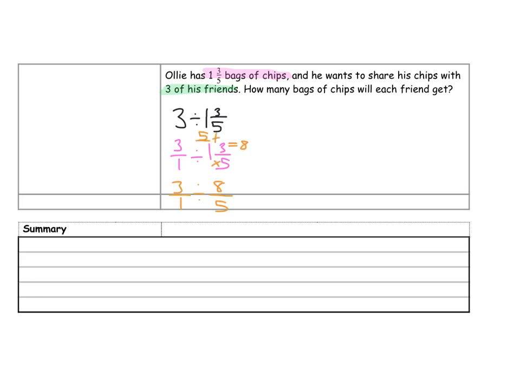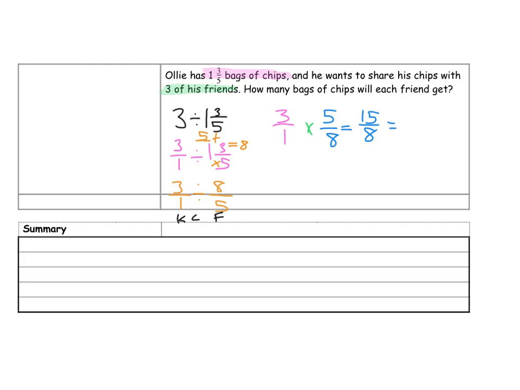All right, so I did my math in orange. I got 3/1 divided by 8/5. And now let's do our keep, change, flip. So pause and come back and check your work. So you should have found that each friend will get 15/8 bags of chips. But we have to reduce this.